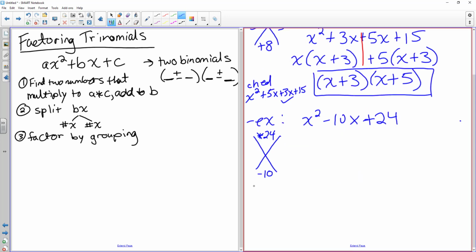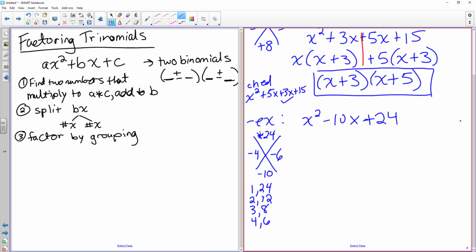Sometimes 24 has a lot of different options, so we can start listing off. 1 and 24, 2 and 12, 3 and 8. Looks like I'm getting closer, but 3 and 8 don't add up or have a difference of 10. 4 and 6. 4 plus 6 is 10. Let's see if the signs match up. I would have to do a -4 and a -6 to add up to -10, and -4 times -6, yep, that is 24. So this is my combination.